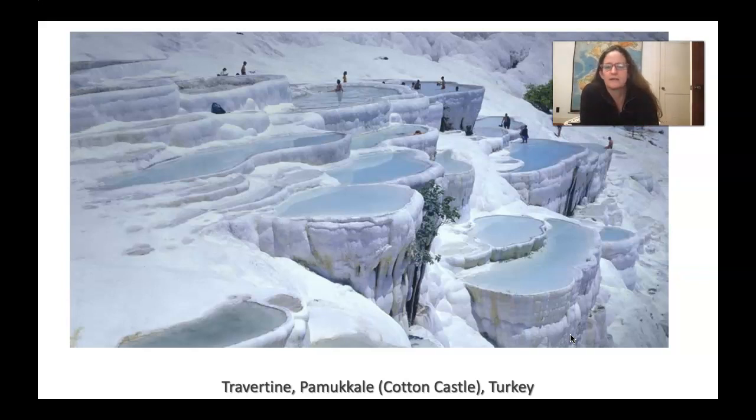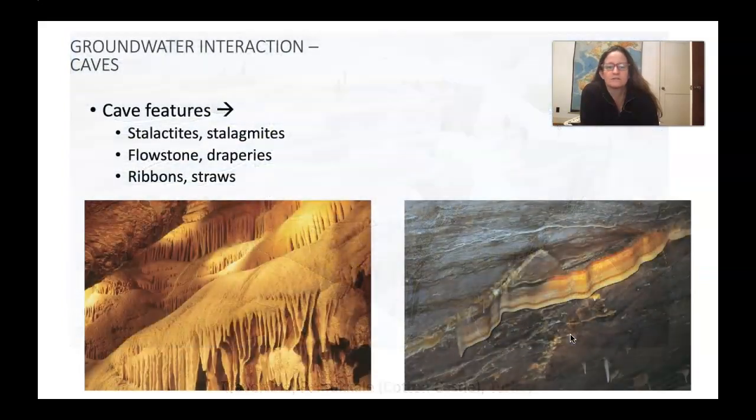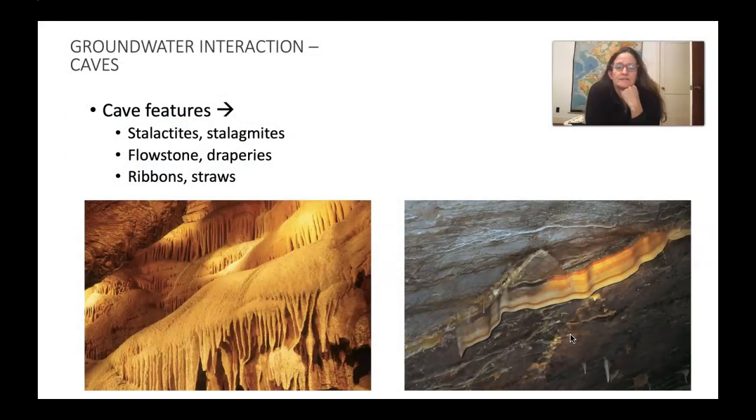Travertine, remember, is the name of that calcite formation. More about speleothems: stalactites, stalagmites, I talked about those. Flowstones are just this ripply flow here. The draperies are stalactites that have grown together in a drape. They can look like ribbons or bacon. And the tiny ones back here are called straws.